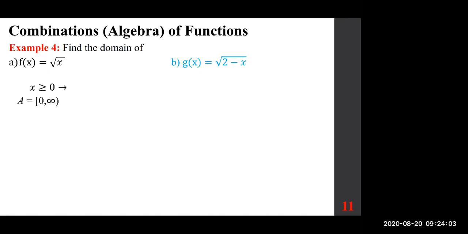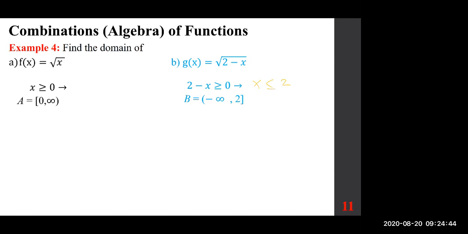For g of x, anytime you have a root function, when the index is even, it doesn't matter if it's 2 or any other even number, you set that larger than or equal to 0 and you solve. If it's odd, there is no restriction. So 2 minus x is larger than or equal to 0, and you can solve. So x becomes less than or equal to 2. In this case, from negative infinity to 2.